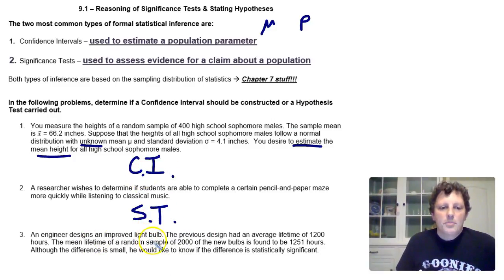Finally, an engineer designs an improved light bulb. The previous design had an average lifetime of 1,200 hours. The mean lifetime of a random sample of 2,000 of the new bulbs is found to be 1,251 hours. Although the difference is small, he would like to know if the difference is statistically significant. So we know the true value for the population of light bulbs. We've got a new design. We believe that it may be improved, might have a longer lifespan. So we are testing a claim about a population. That's going to be a significance test, or it could be called a hypothesis test.